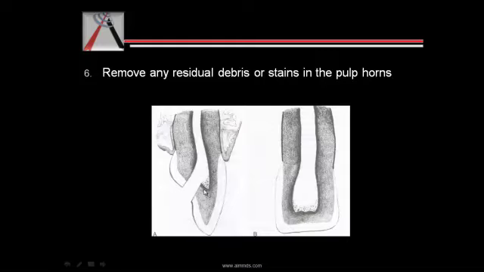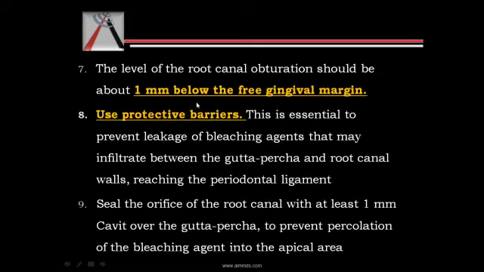Now any residual debris or stains in the pulp horns need to be removed, because if we leave behind any debris, there wouldn't be any contact of the bleaching agent with the dentinal tubules here, which are containing the stain, and it will result in an ineffective procedure. So removal of any residual debris from the pulp horn is one of the very important steps in the walking bleach.